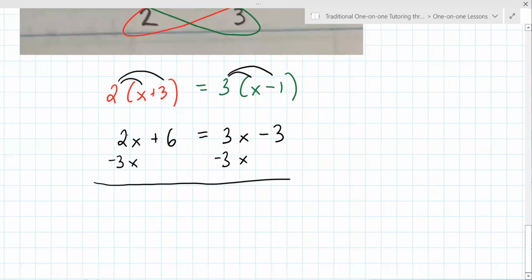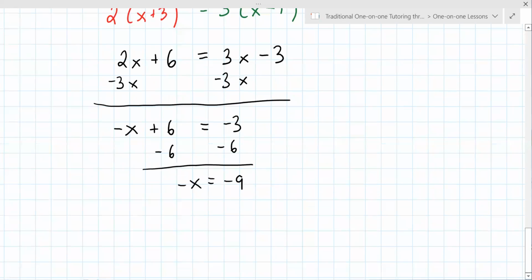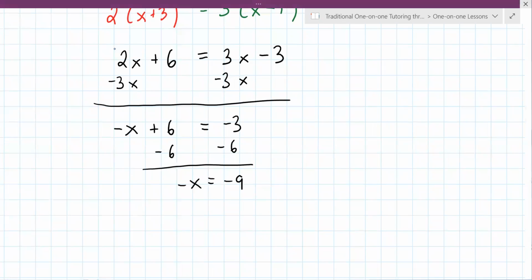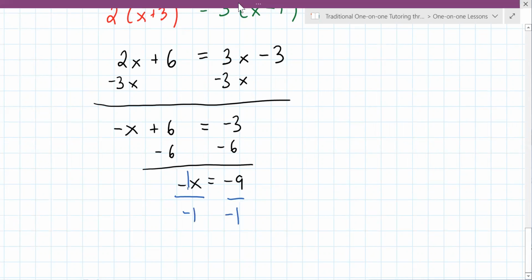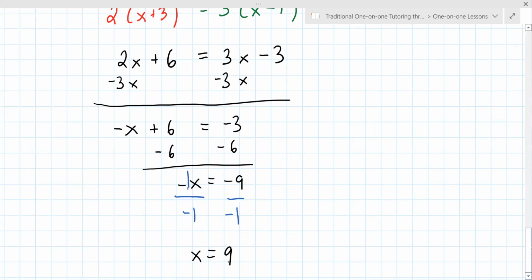Okay, so this 2x minus 3x is minus x plus 6 equals minus 3. And now you're going to subtract 6 from both sides. Minus 6. So minus x equals minus 9. You're almost there. There's really a 1 in front of the x there, minus 1x. And that's what you're going to divide both sides by, or multiply if you prefer. So x equals positive 9.